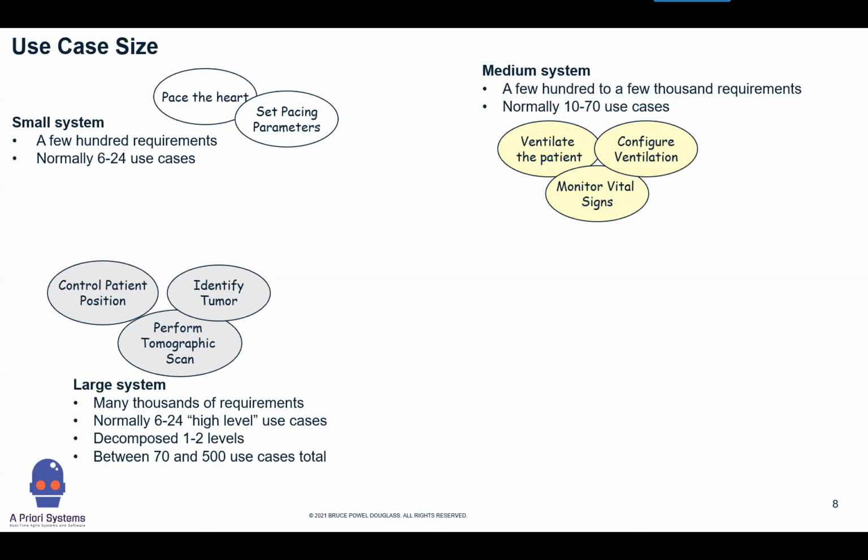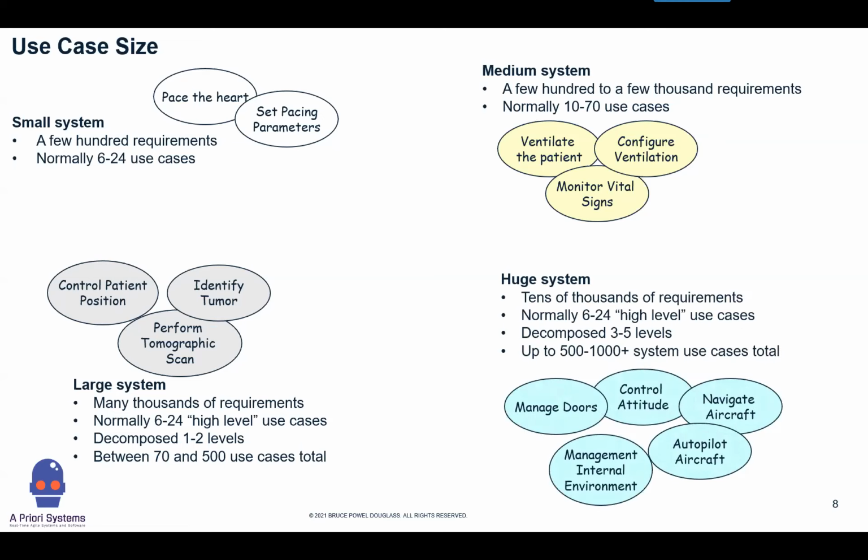So we have different levels of abstraction, typically 1 to 2 levels of abstraction. And you usually do this with include relationships. The larger scale use case includes a smaller scale use case. So that's the include relationship used there. You might have, for a large system, 70 to 500 use cases.